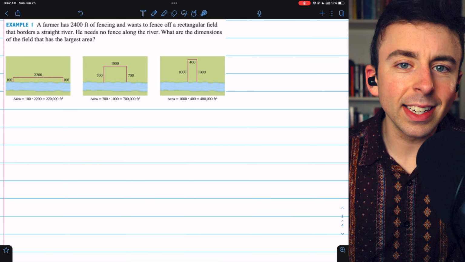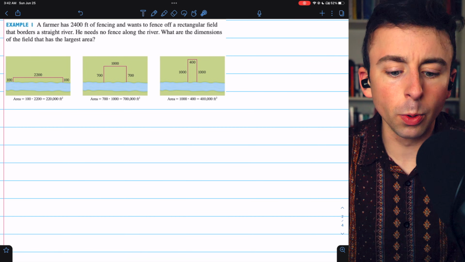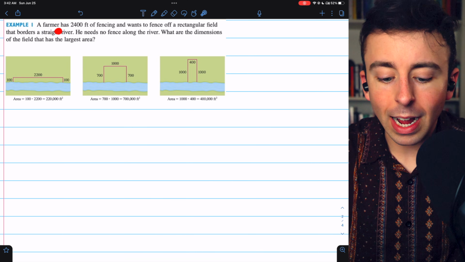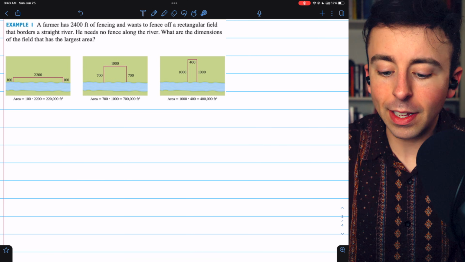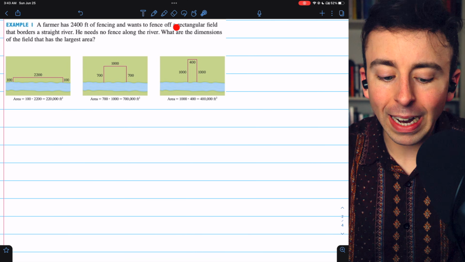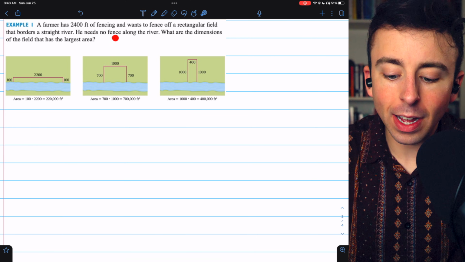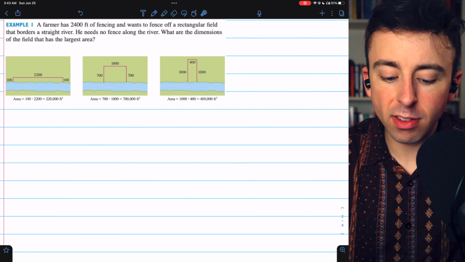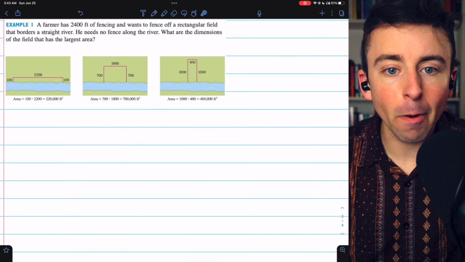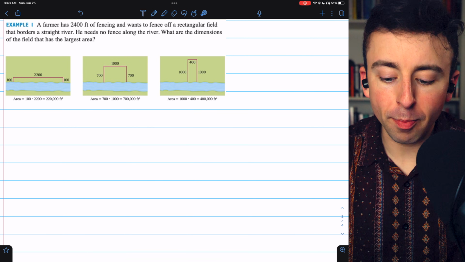Here is our second example. I think this is from Stewart's calculus. A farmer has 2,400 feet of fencing and wants to fence off a rectangular field that borders a straight river. He needs no fence along the river. What are the dimensions of the field that has the largest area? Here's a few examples of possibilities.